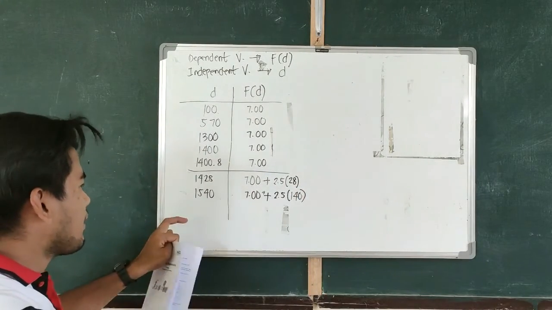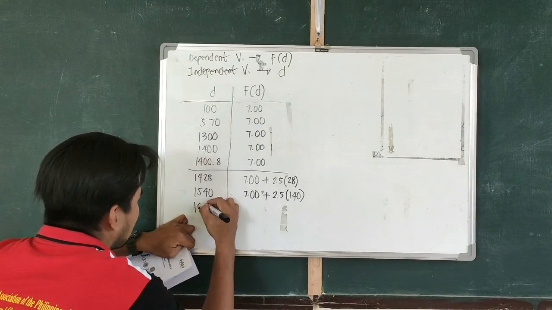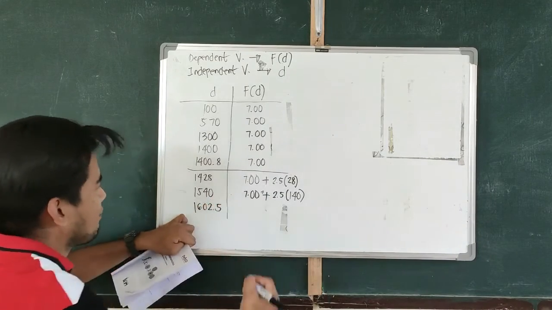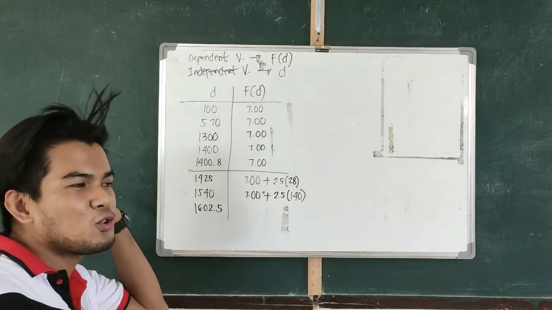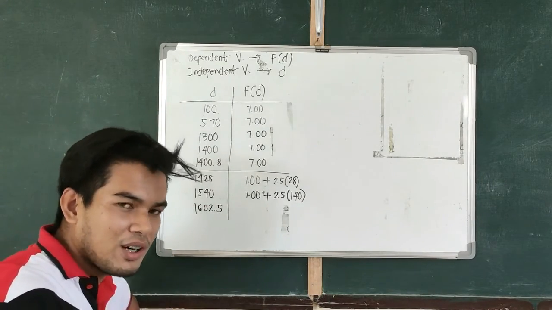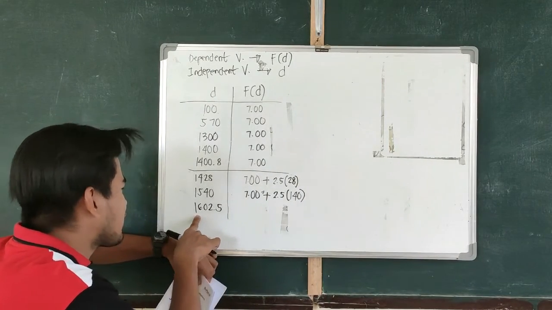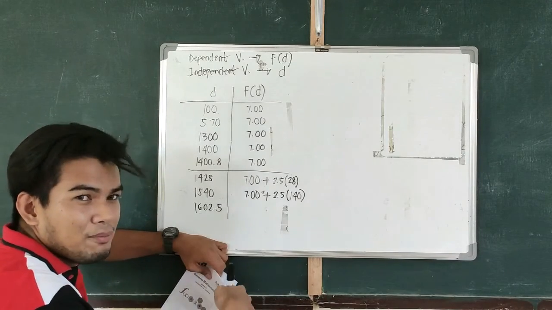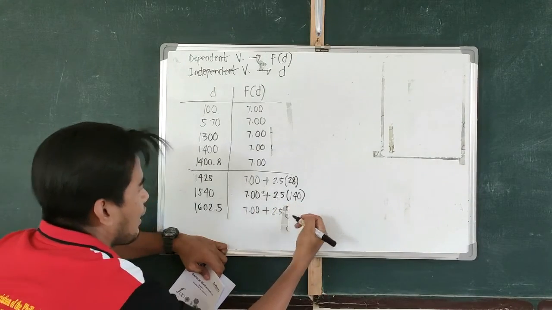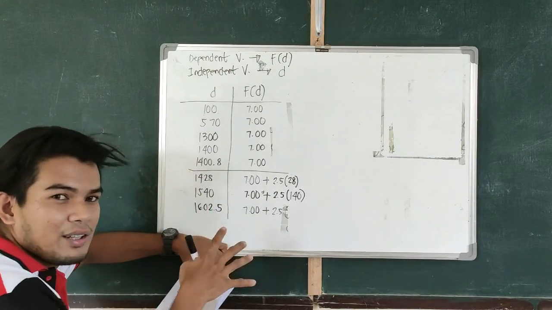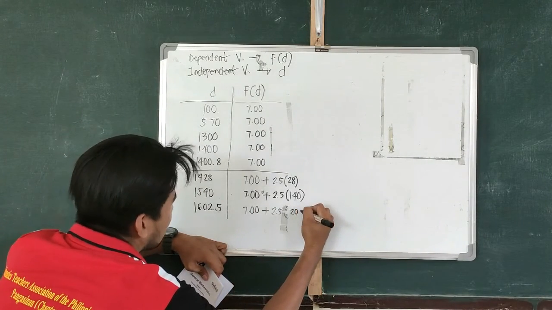Kapag nagkaroon naman ng decimal yan, say for example, 1,602.5, we disregard the decimal. Kasi ang sinasabi lang dyan, may karagdagan na 250 kapag ang tumagdag doon sa 1,400 ay integer meter. Okay? So kapag 1,602.5, ang babayaran ko lang ay 7 pesos plus 250 times yung sumobra kay 1,400 na integer meter. So that is 200.